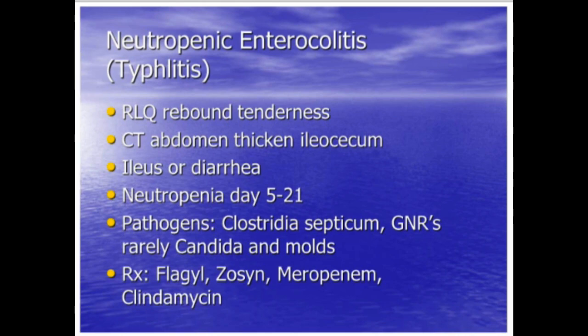And then the treatment right there: Flagyl, something, meropenem. Clostridium septicum is the most common, but gram-negatives are part of it. When you usually see an anaerobic infection, it's usually polymicrobial. An anaerobe alone doesn't come just by itself. Gram-negatives are also part of the picture.